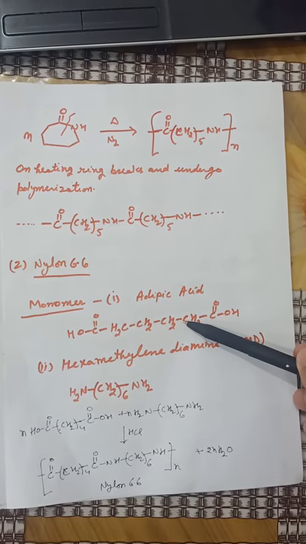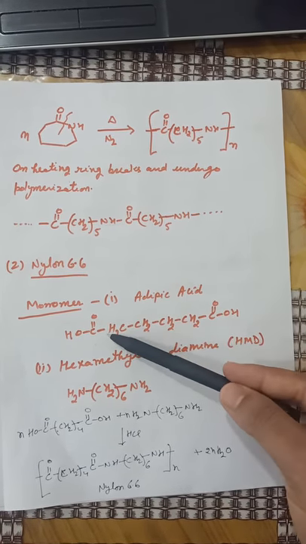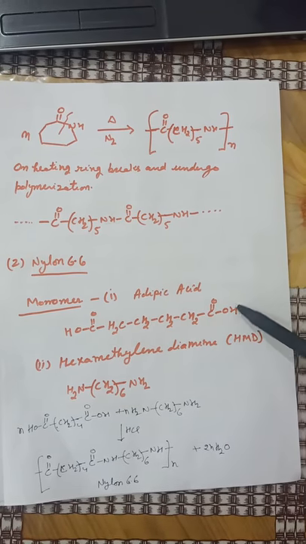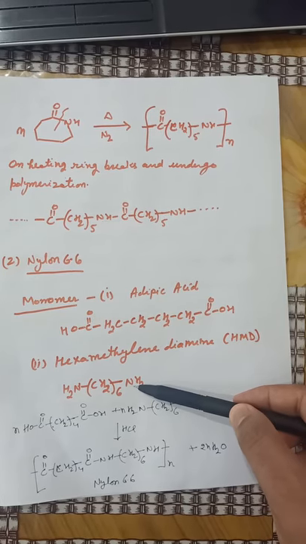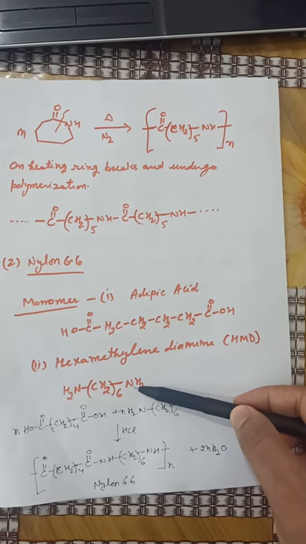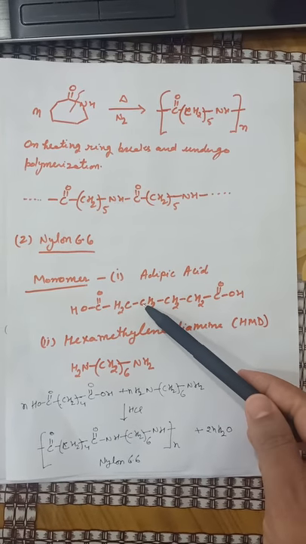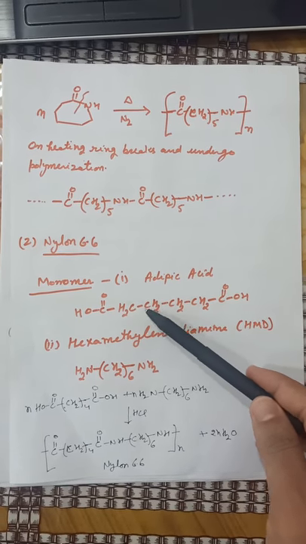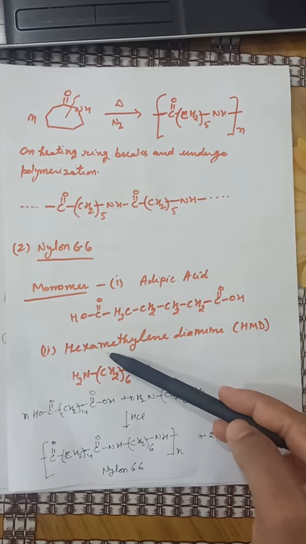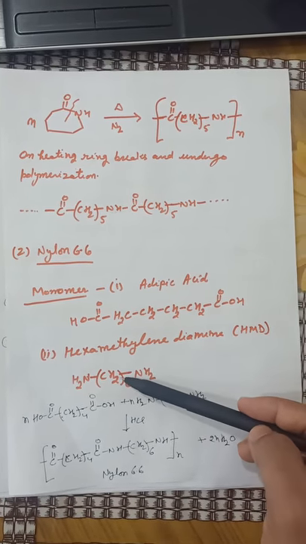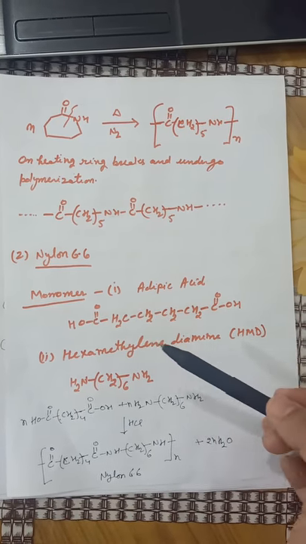This is the structure of adipic acid. It contains 4 CH2 groups and 2 carboxylic groups. One is here, another one is here. This is your hexamethylene diamine. Now, why the 6.6? Because if we count in the adipic acid, you have 1, 2, 3, 4, 5, 6 carbon. And if you count in hexamethylene diamine, again you have 6 carbon. So that's why 6.6 nylon.